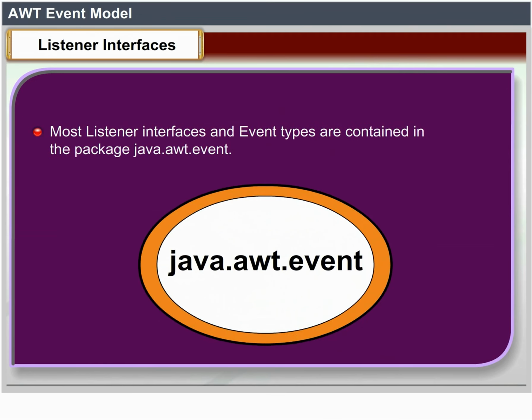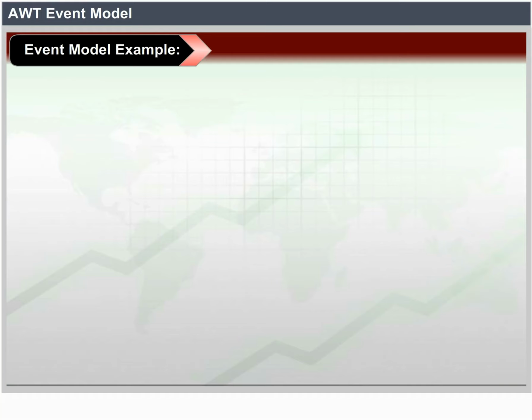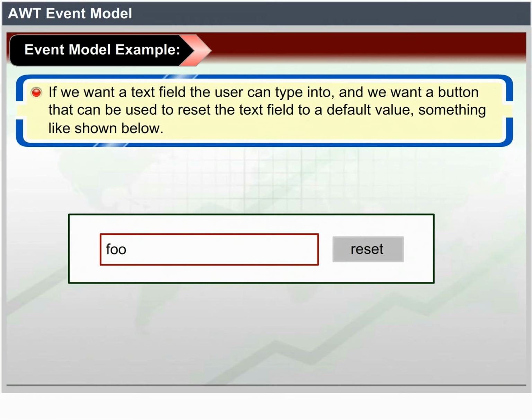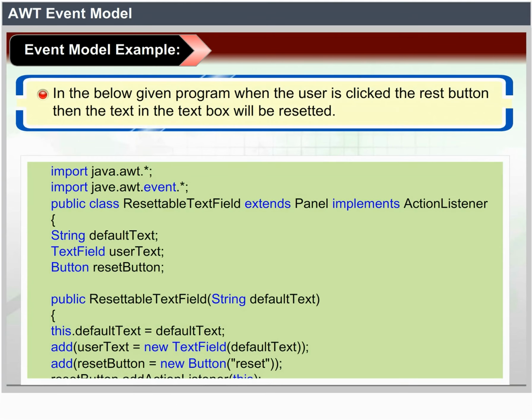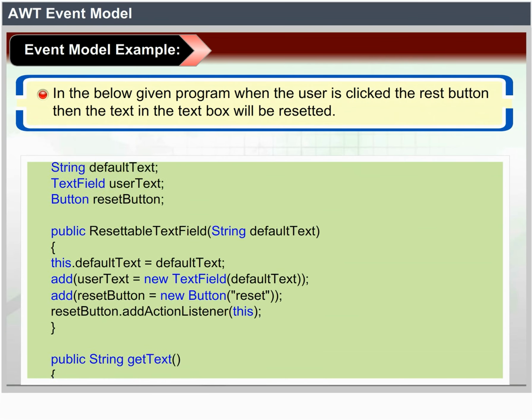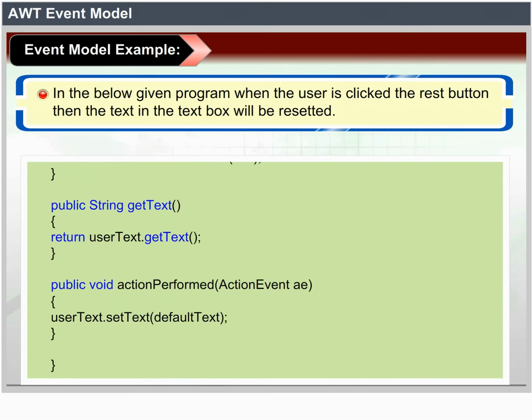Most listener interfaces and event types are contained in the package java.awt.event. Event model example. Suppose we want a text field the user can type into, and a button that can be used to reset the text field to a default value, something like shown below. In the program given below, when the user clicks the reset button, the text in the text box will be reset.